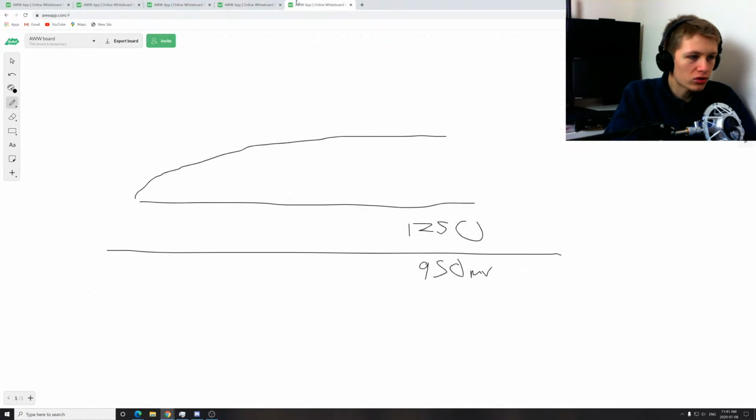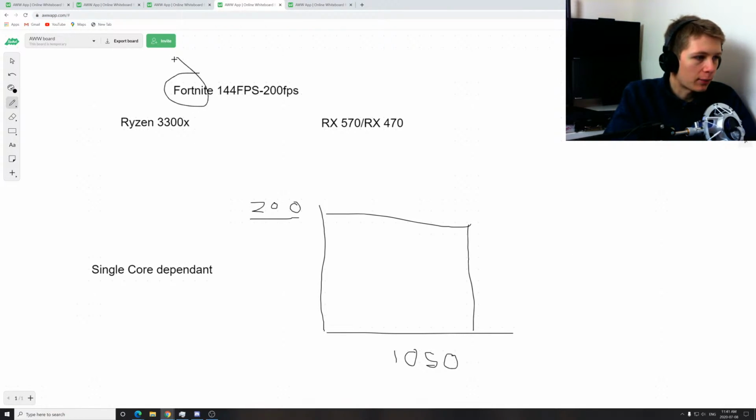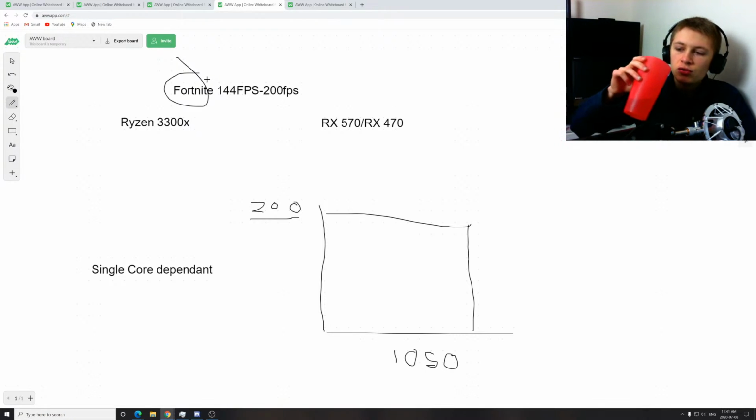If you don't play Warzone, if you understand what application you're running, if you're running Fortnite, then that's a perfect budget setup. You're not going to have any issues with that.